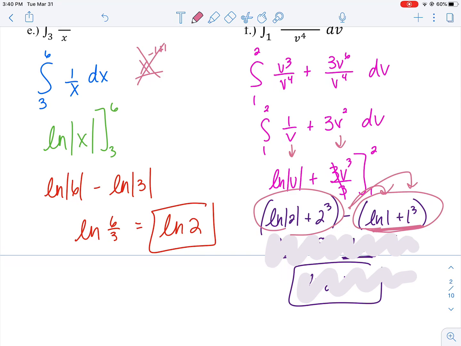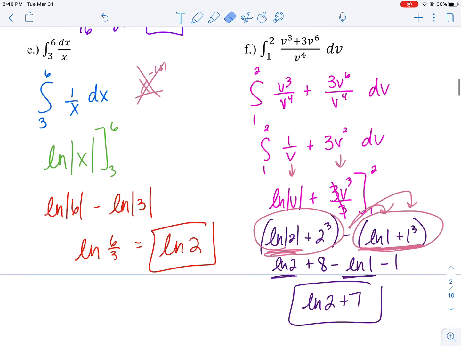I noticed that I had natural logs in both of them. I have a natural log of 2 minus the natural log of 1. I actually condensed that using my log rules and really said that I have natural log of 2 divided by 1, which is just natural log of 2. And then 8 minus 1 is 7. So I have a natural log of 2 plus 7. I could put that in my calculator if I needed to, round it if I needed to if WebAssign asks, but the exact area underneath the curve of this function from 1 to 2 is natural log of 2 plus 7.